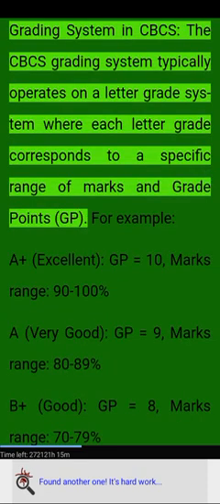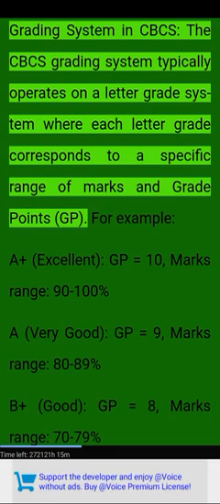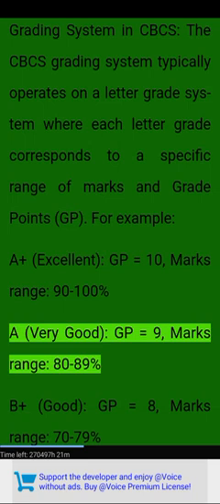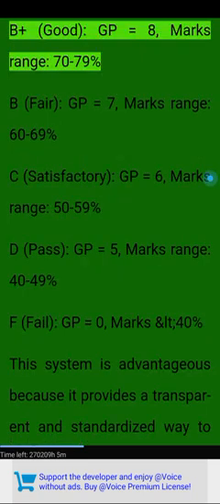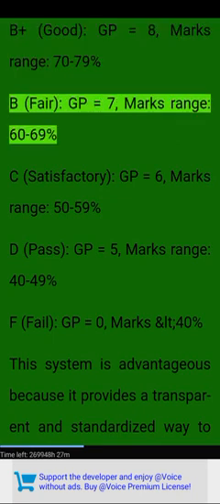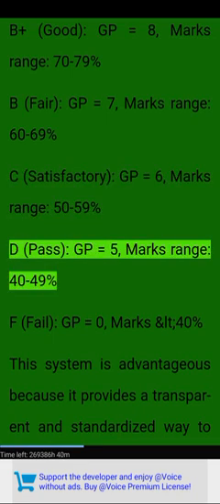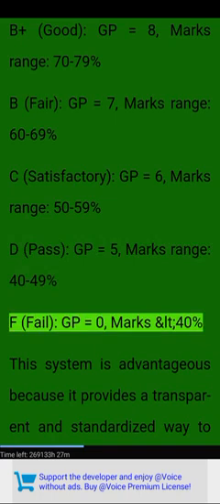Grading system in CBCS. The CBCS grading system typically operates on a letter grade system where each letter grade corresponds to a specific range of marks and grade points, GP. For example, A+ excellent, GP equals 10, marks range 90-100%. A very good, GP equals 9, marks range 80-89%. B+ good, GP equals 8, marks range 70-79%. B fair, GP equals 7, marks range 60-69%. C satisfactory, GP equals 6, marks range 50-59%. D pass, GP equals 5, marks range 40-49%. F fail, GP equals 0, marks less than 40%.